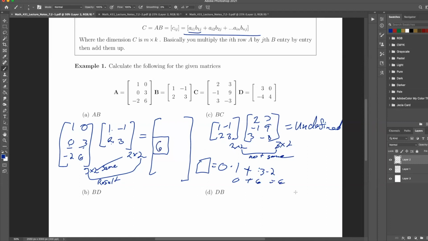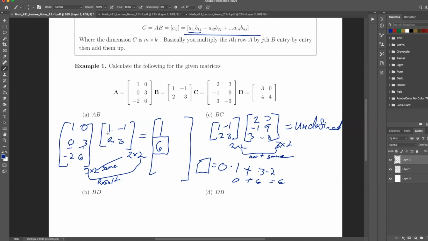Okay, let's try this one. Let's do the very first entry. The first entry here would be 1 times 1, which is 1, plus 0 times 2, which of course is 0. So 1 plus 0 is 1. We'll do the next one here. It'll be the first row times this column, which gets us this slot right here.